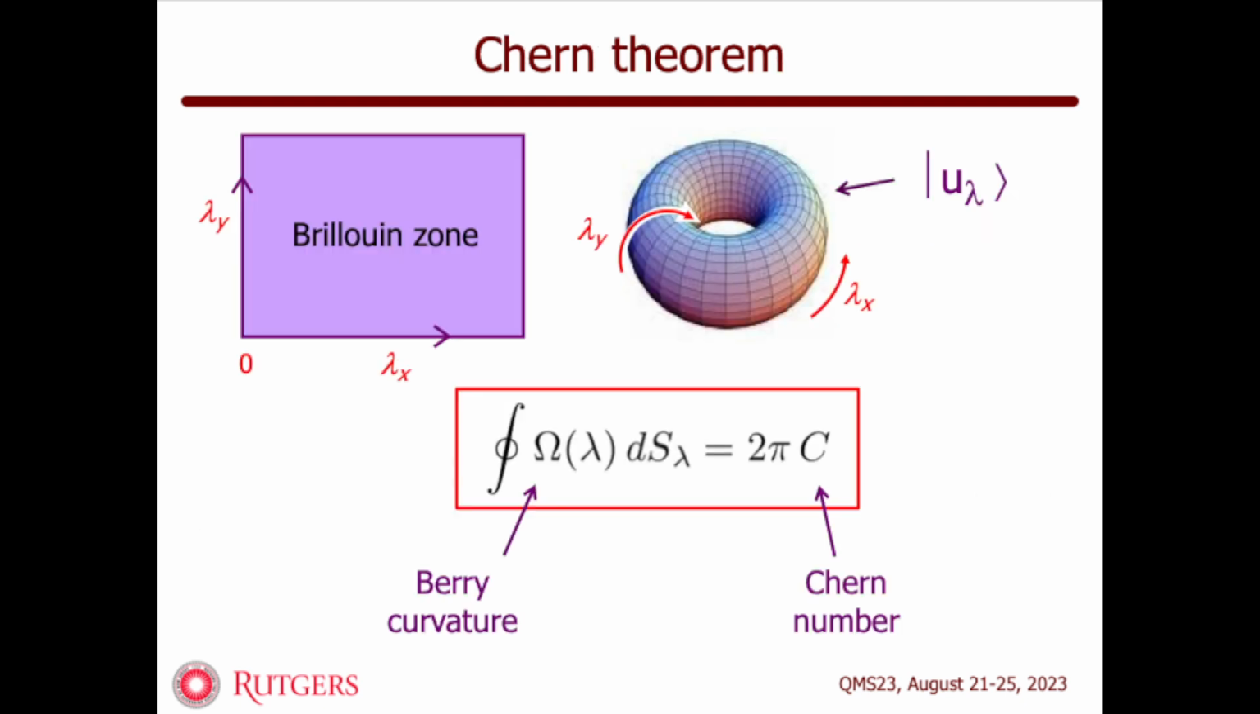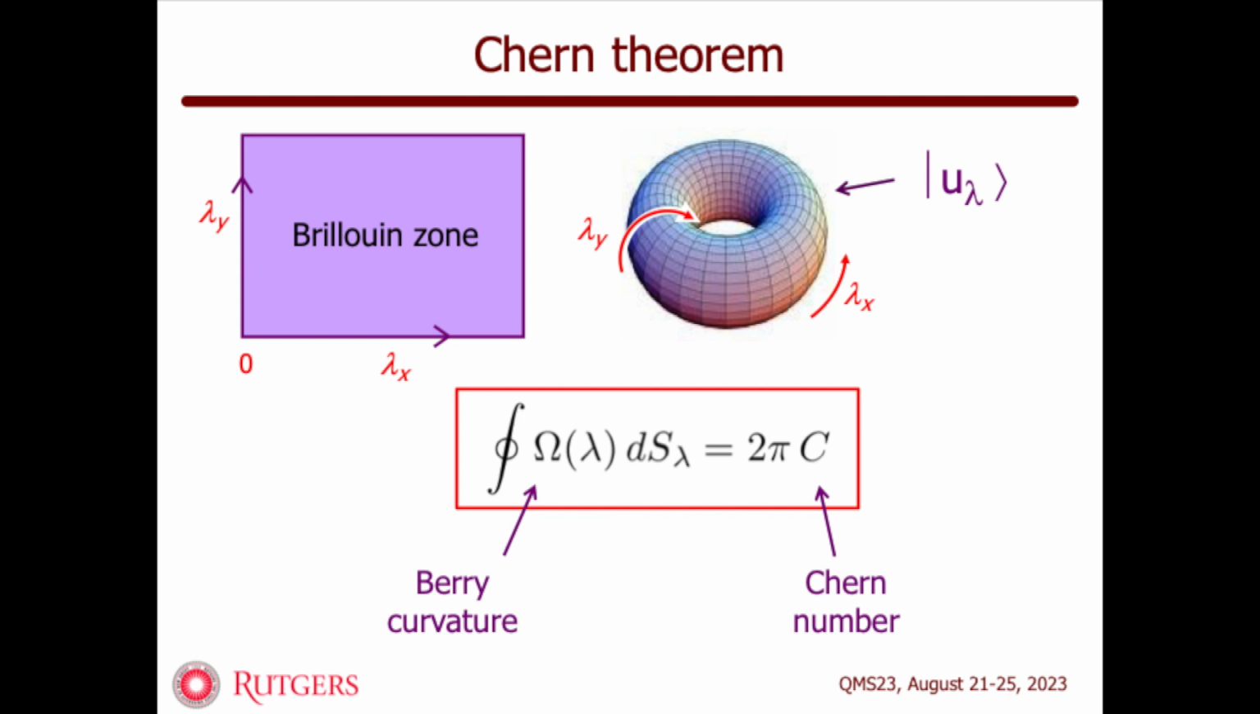And there's a famous mathematical theorem that says that if you integrate the Berry curvature over some closed manifold, it has to be 2 pi times an integer. That's the Chern theorem. I haven't talked about electronic structure yet, but I'm going to introduce this example shortly.